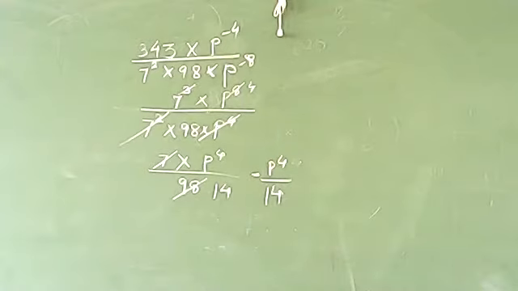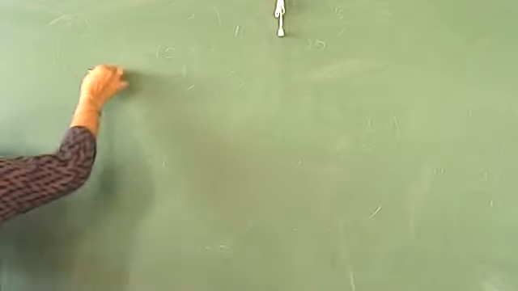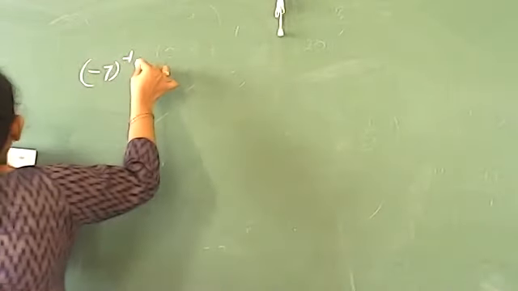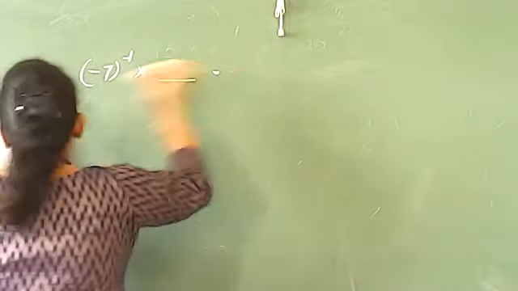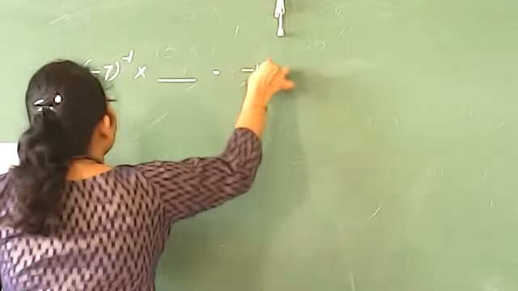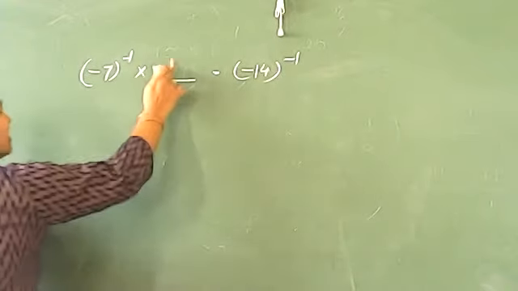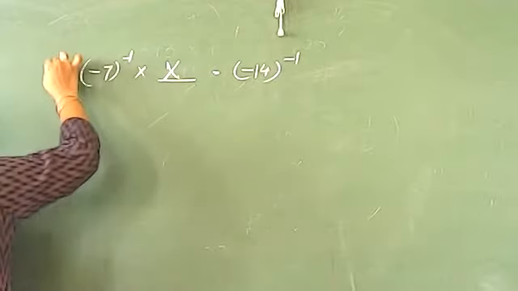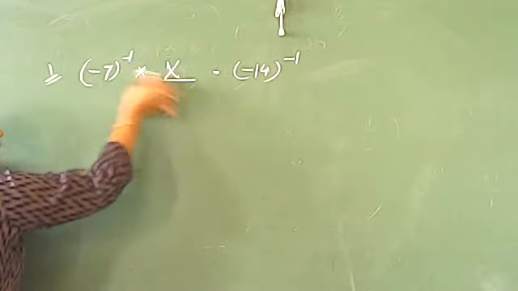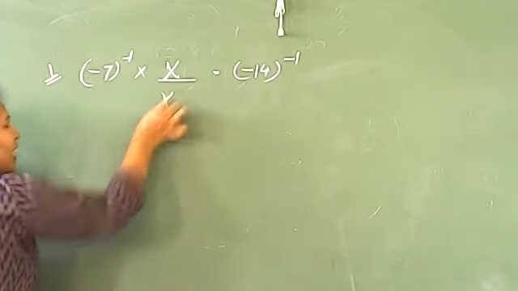Now the next question. It is asking us, by what number should minus 7 to the power minus 1 be multiplied to get the answer minus 14 to the power minus 1? Now, you know it is asking by what number this should be multiplied. It means this is unknown, and the unknown can be written as x. Now we have this statement which we were asked. So this is in multiply and we want the value of x. So we leave x as it is.